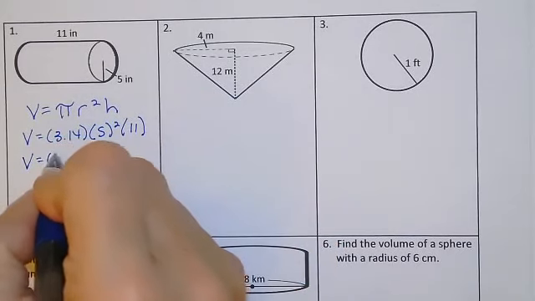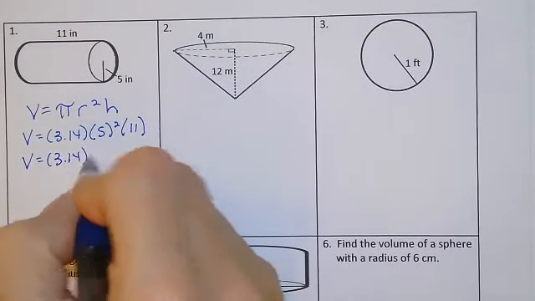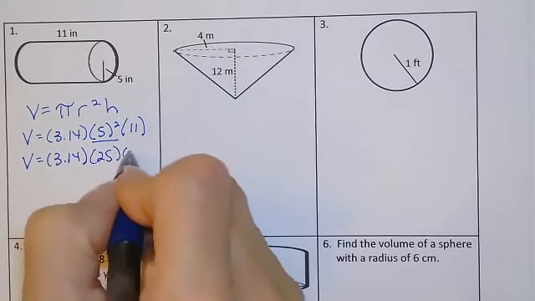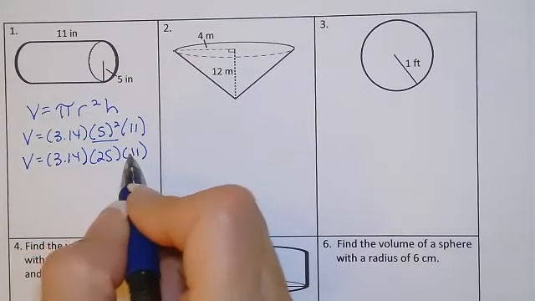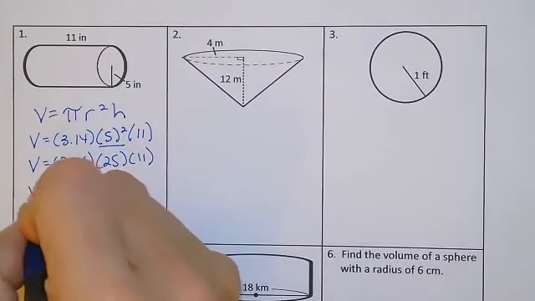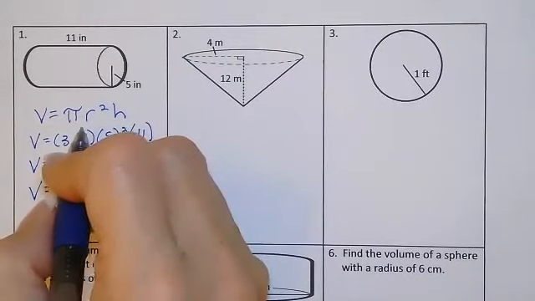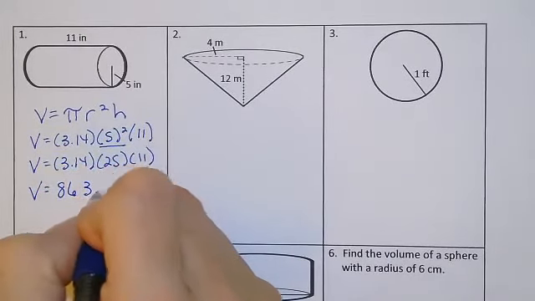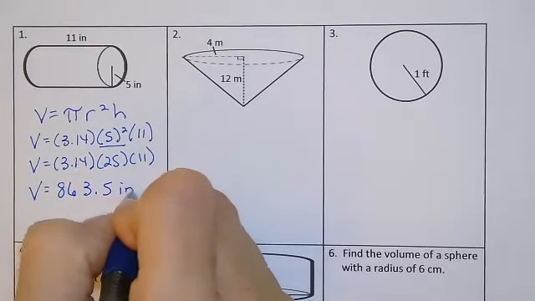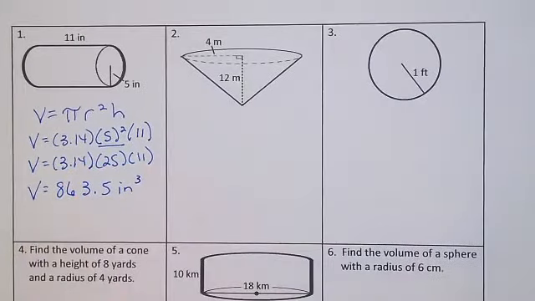And now we solve. First, I'm going to take care of 5 squared, which is 25. And now I'm going to multiply all 3 together. And I get volume is 863.5 inches cubed.